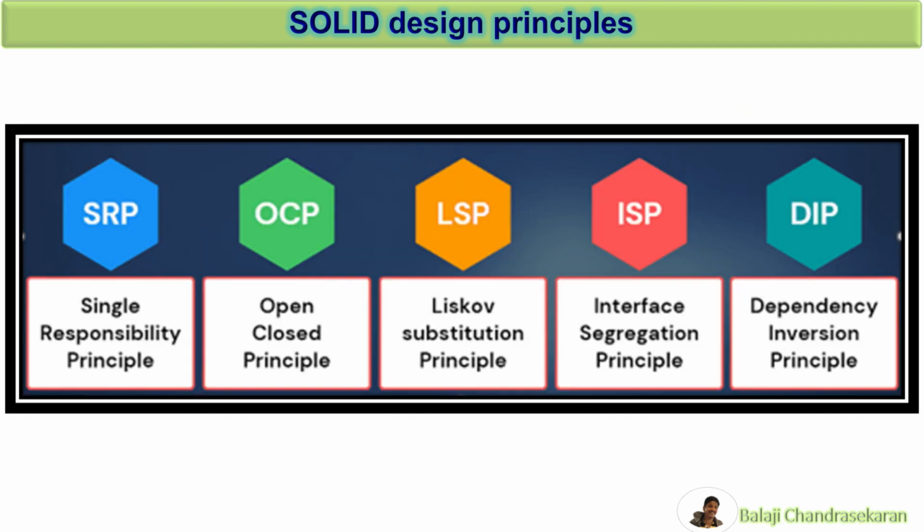Here are these 5 principles: the Single Responsibility Principle, SRP; the Open Closed Principle, OCP; the Liskov Substitution Principle, LSP; the Interface Segregation Principle, ISP; and the Dependency Inversion Principle, DIP. Here is a brief overview of each principle.